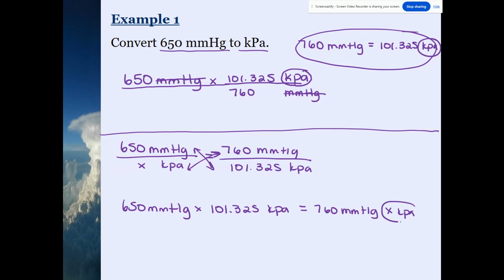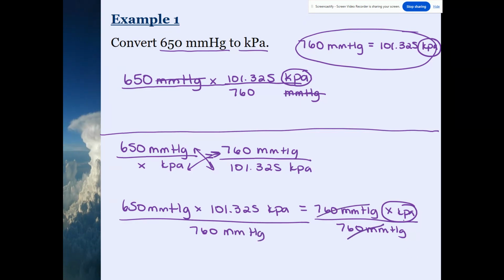So if I want to solve for X, then I divide both sides by 760 millimeters of mercury. And notice how we get the same formula that we did when we did the dimensional analysis. Okay, so we get 650 times 101.325 divided by 760. So the fraction way some students might understand more, but it's a little bit more work.